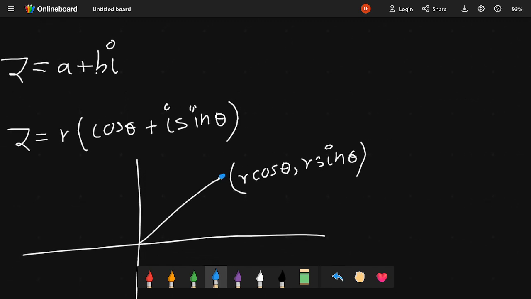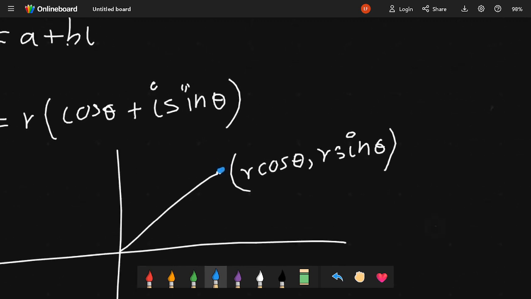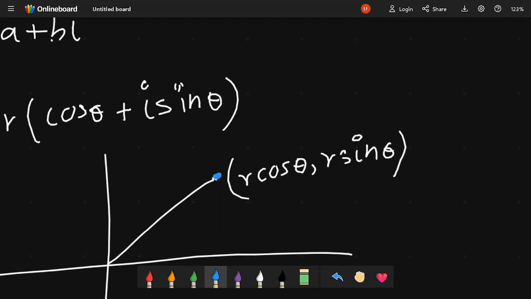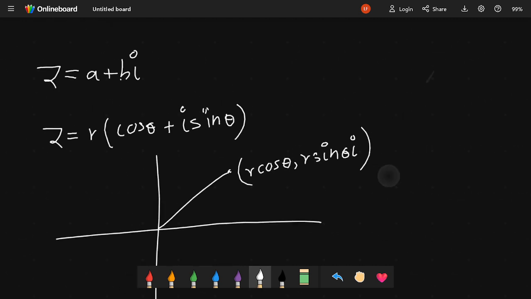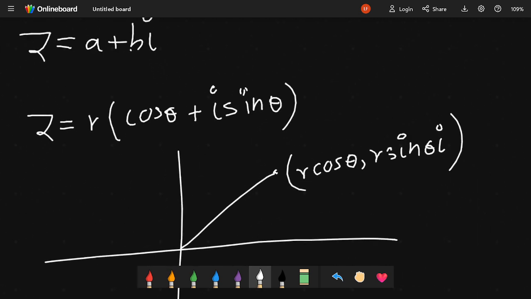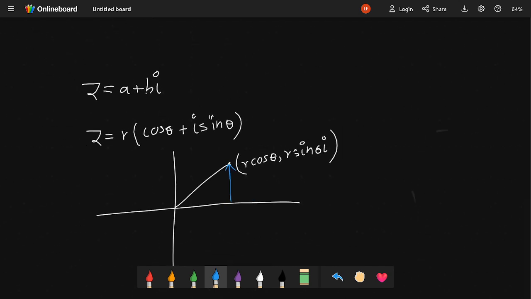But here we're learning about complex numbers, and if sine of theta is the y coordinate, it has to be multiplied by i. Why does it have to be multiplied by i? Because we know that it's across the imaginary axis. Only if it's across the imaginary axis will it be a y coordinate. So it has to be multiplied by i.